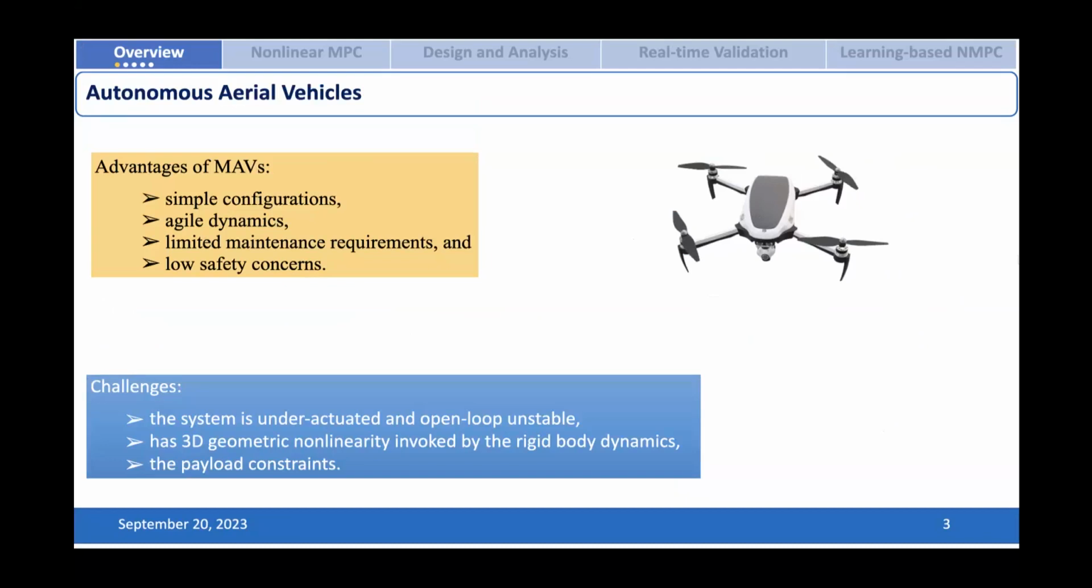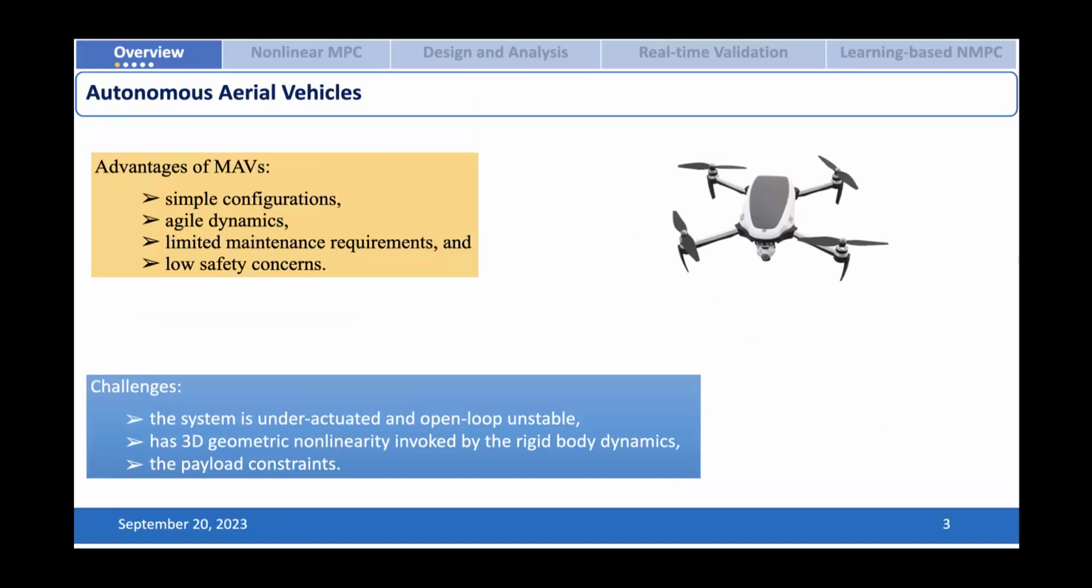vehicles, which is that the system is underactuated. We have 4 inputs and 6 outputs, or 6 degrees of freedom, and also the system is open loop unstable. Then the system has 3D nonlinearities invoked by the rigid body dynamics of the system, and finally the payload constraint that limits the computational resources and sensors on the vehicle.